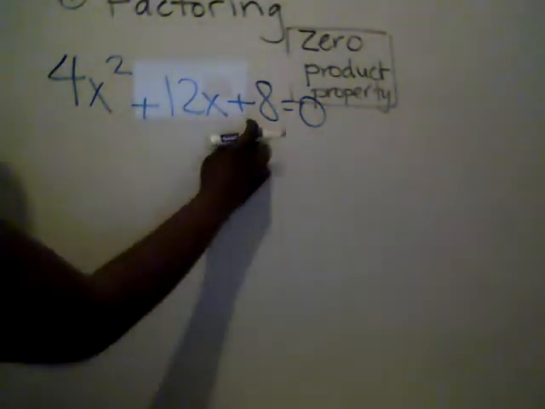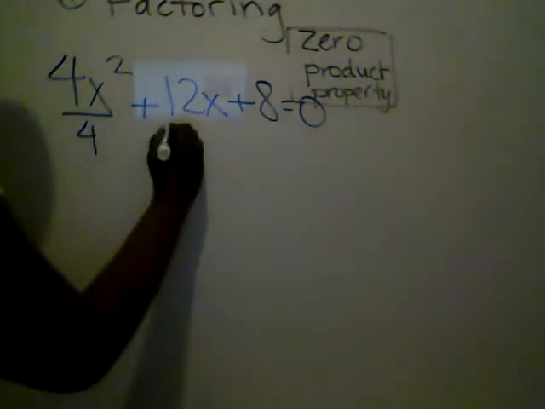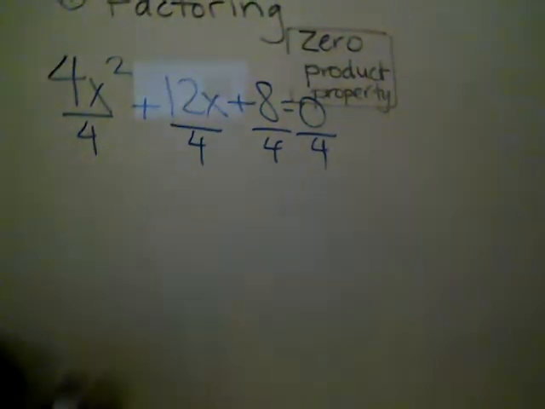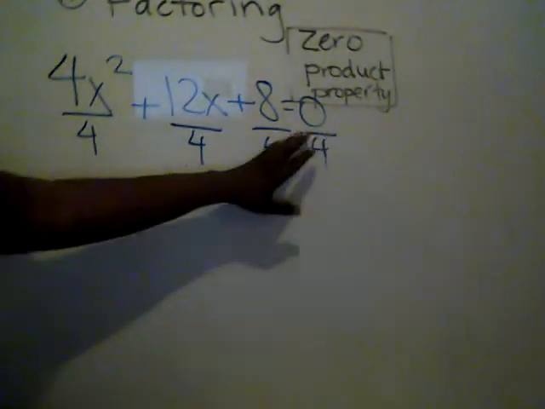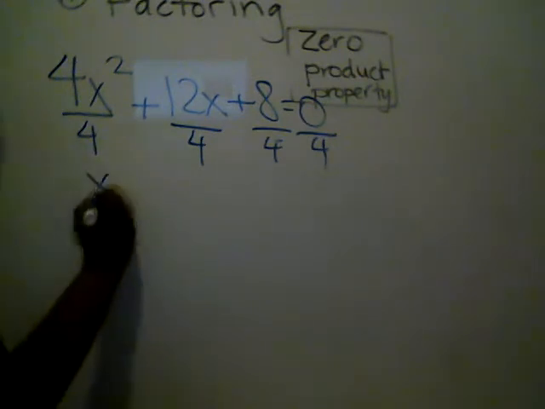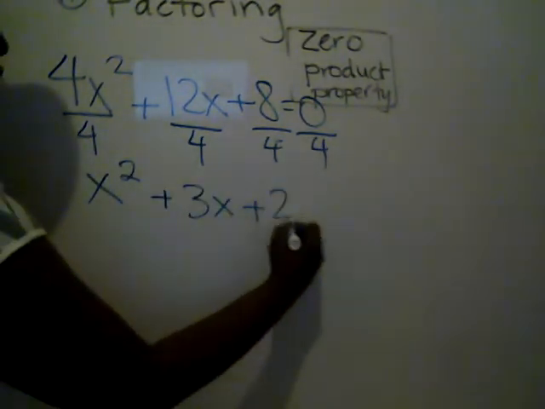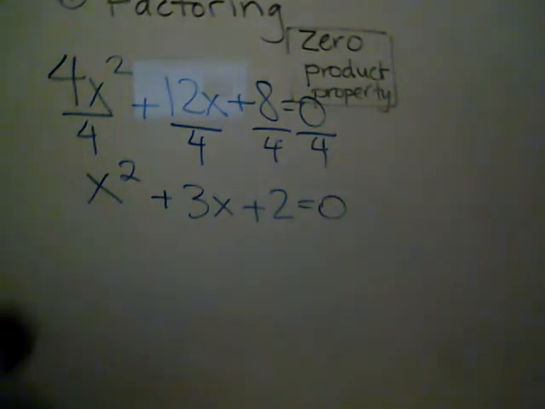So all of these happen to be multiples of 4. So I'm just going to divide everything by 4, including the 0, because whatever we do to one side, we have to also do to the other side. So what we're actually going to be factoring is x squared plus 3x plus 2. Just to make our lives a little bit easier, we want to try to divide by anything that they may have in common.